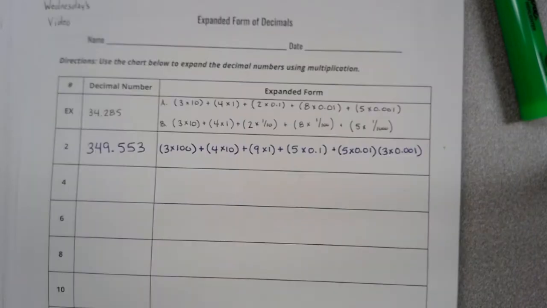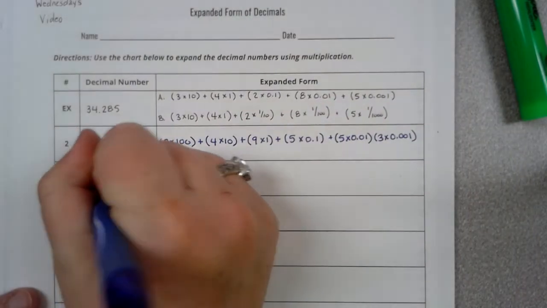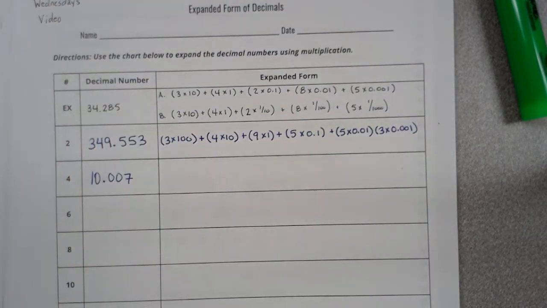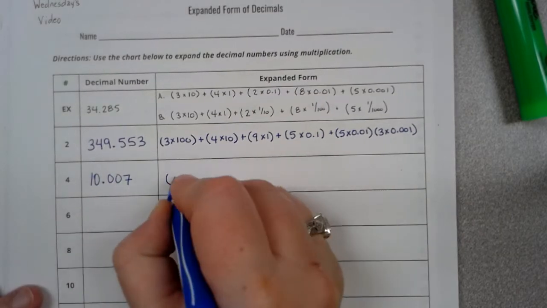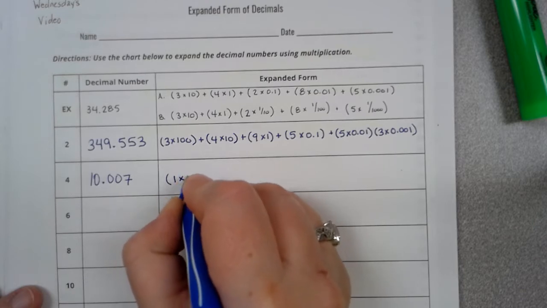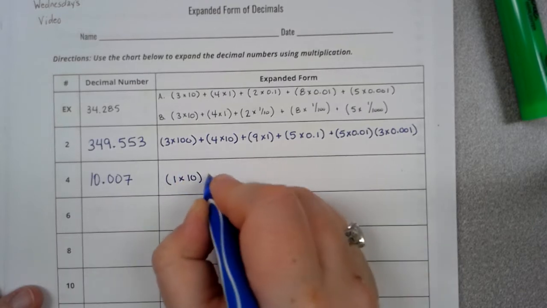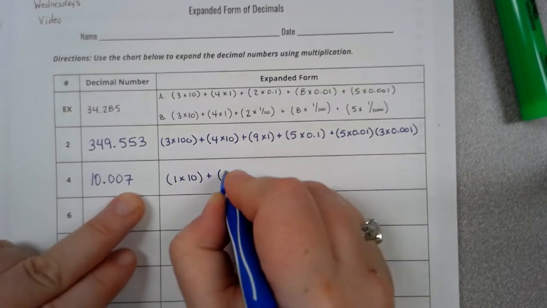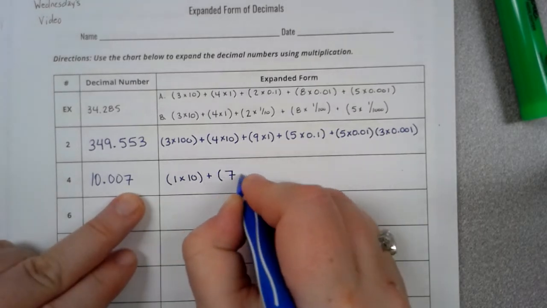let's do number 4, which is 10 and 7 thousandths. This one's going to be simple. So it is 1 times 10 plus the 7 times 1/1,000.